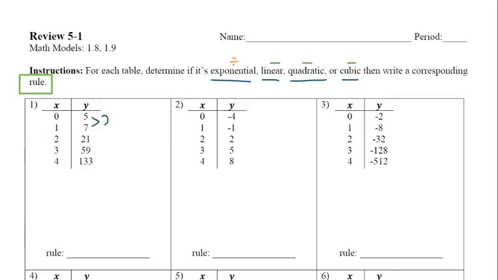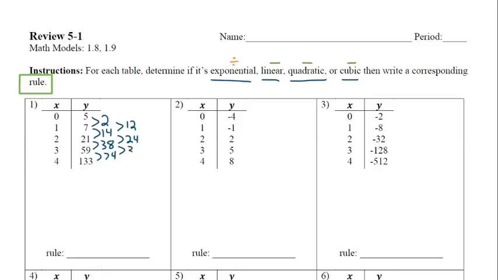So 7 minus 5 is 2. 21 minus 7 is 14. 59 minus 21 is 38. And 133 minus 59 is 74. Okay, let's keep going. 14 minus 2 is 12. 38 minus 14, that's 24. And 74 minus 38, I think is 36, but let me just double check.